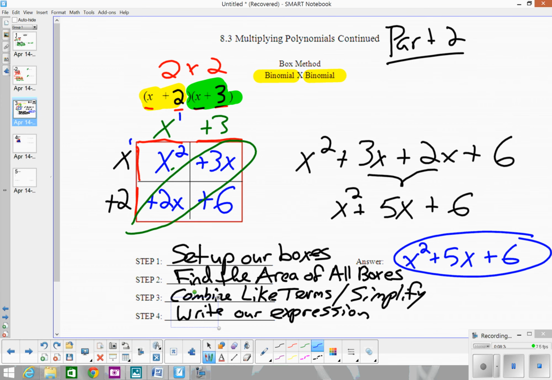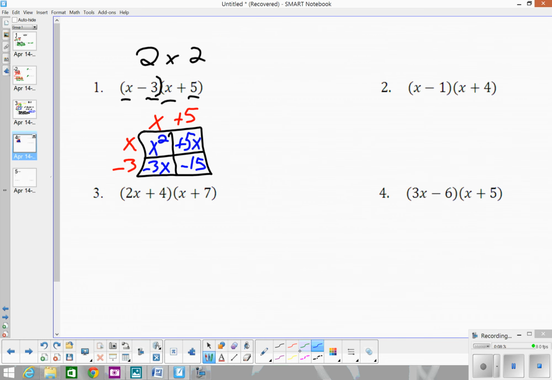Now, almost always, let's go to our third step, combine like terms. Remember, combine like terms and simplify. This upper diagonal is going to almost always carry like terms. So it's going to be, let's write it out. x squared plus 5x minus 3x minus 15.